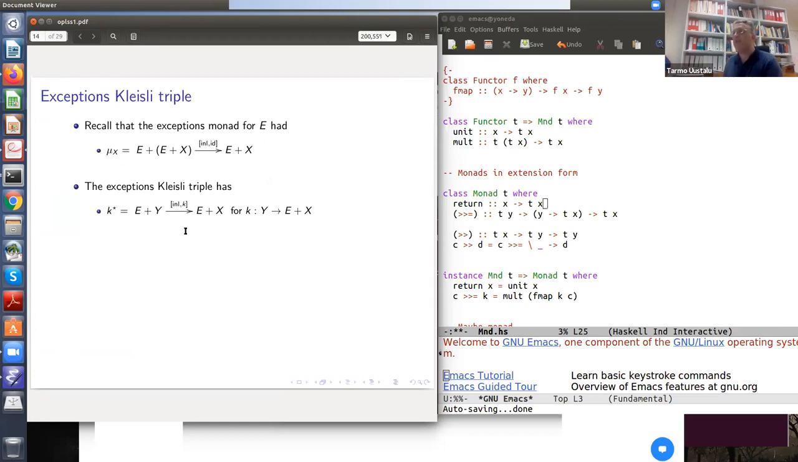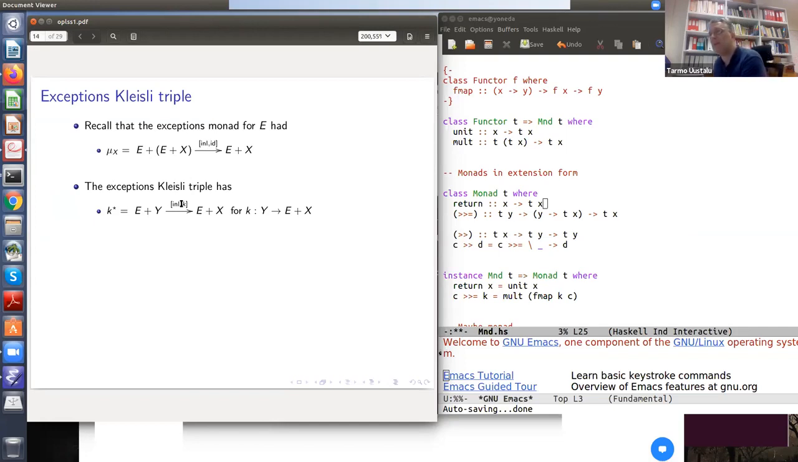So how do we do exceptions as Kleisli triple? So the join or multiplication work like this, remember this? So I had to look at two cases. There was a nested case distinction, sorry.